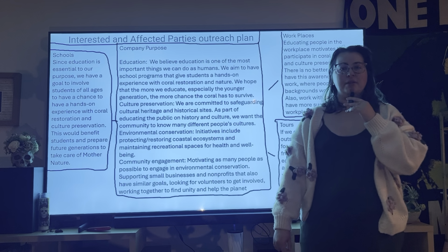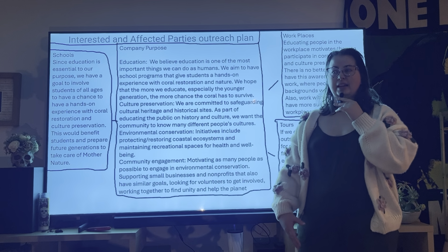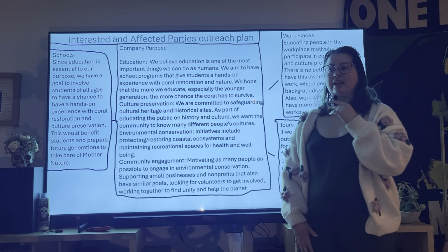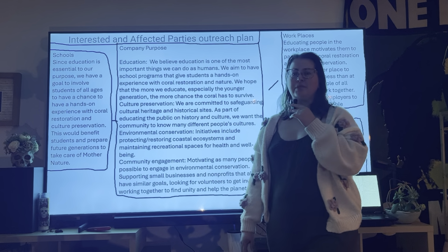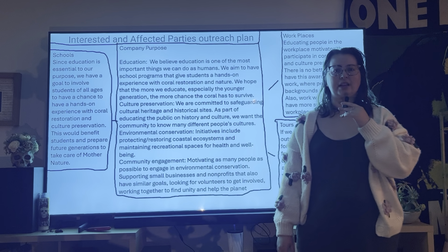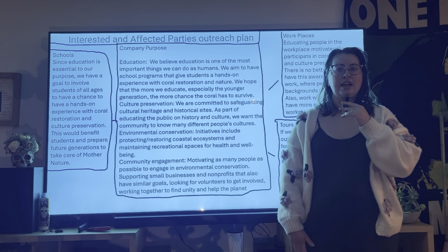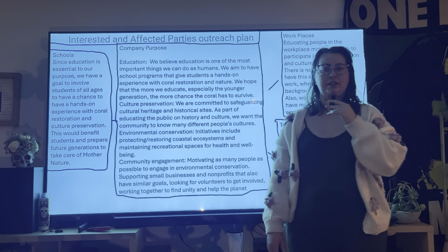So at this company, we believe that everybody has a chance to education and everybody should have a chance to education. Ocean acidification is not something widely taught in schools, so we want to bring that opportunity to all ages. You're never too young or too old to learn something new.